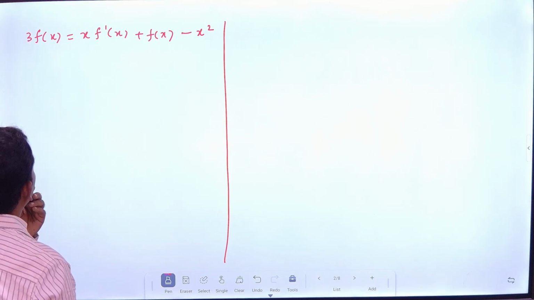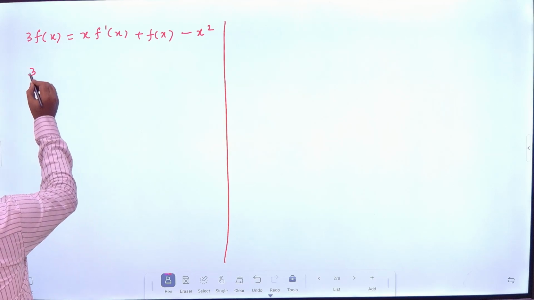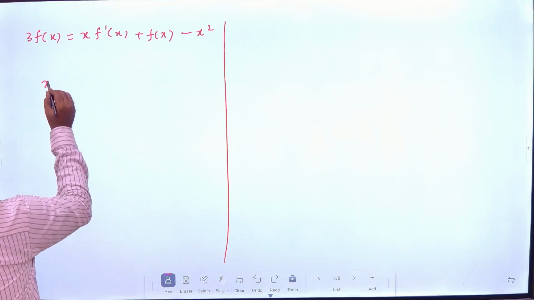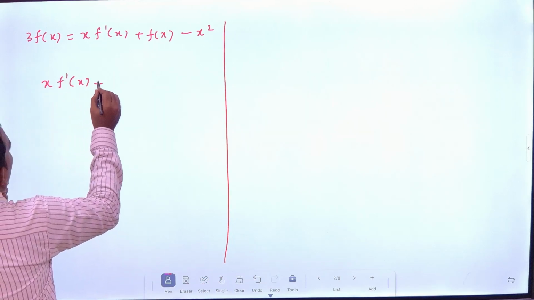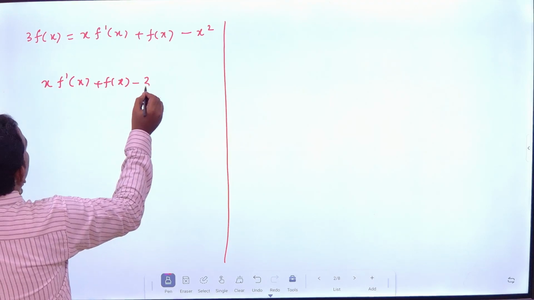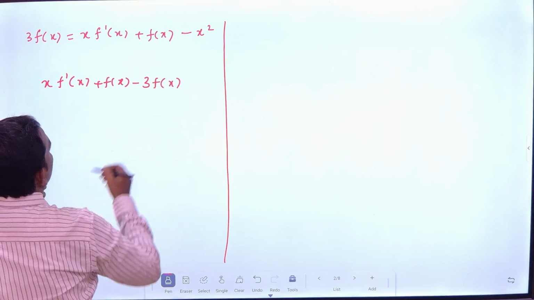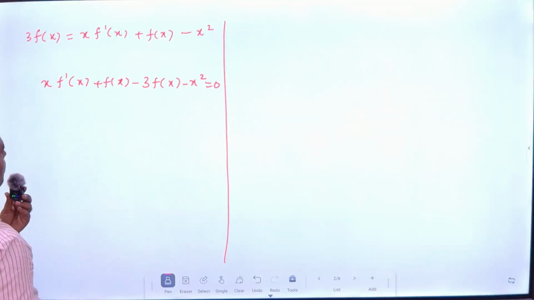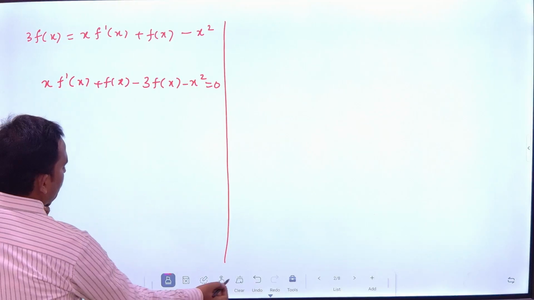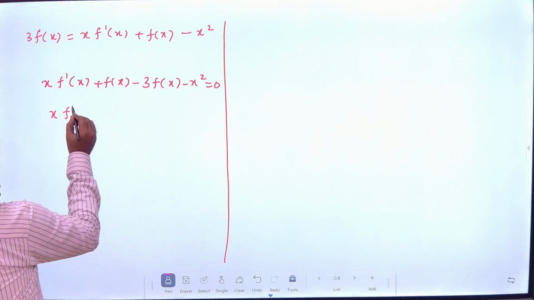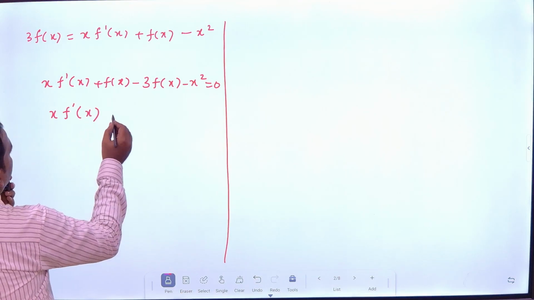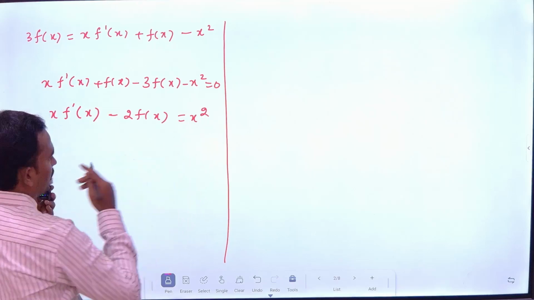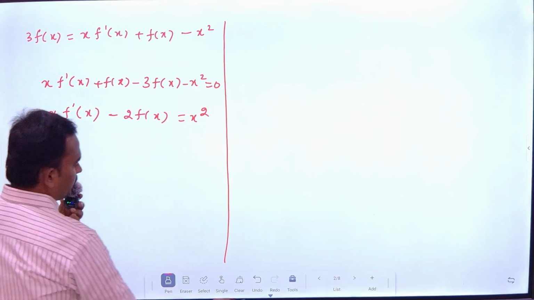So how to find it? Just send everything to one side. So what will we get? x times f dash of x plus f of x minus 3 times f of x minus x square is equal to 0. Okay, fine. So now x into f dash of x minus 2 times f of x equals x square. Clear? Okay.